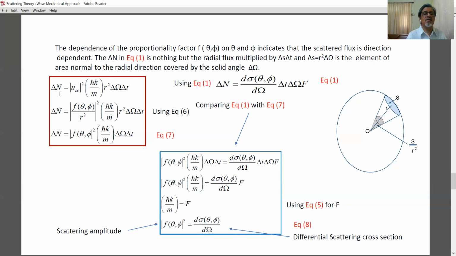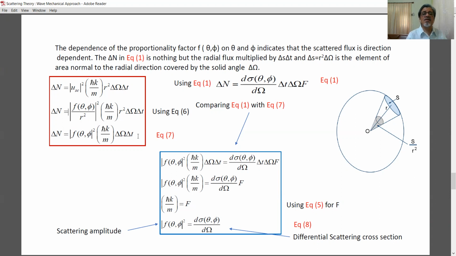Now, the number of particles delta n is U scattered modulus square, h cut k by m, r square delta omega delta t. Now, using this particular geometry, delta n is equal to, now we are putting the value of U scatter, f theta phi divided by r square, modulus square, h cut k divided by m, r square delta omega delta t. And this r square will cancel out. So delta n is equal to f theta phi modulus square h cut k divided by m delta omega delta t. Now this is equation number 7.